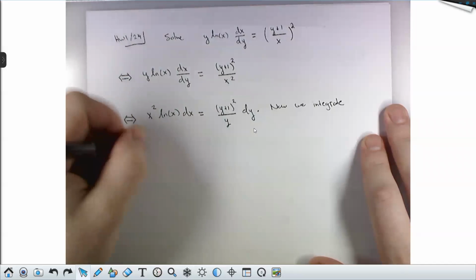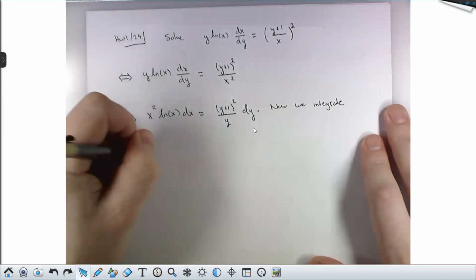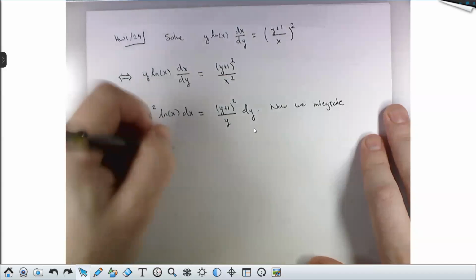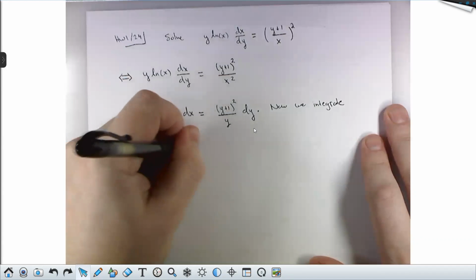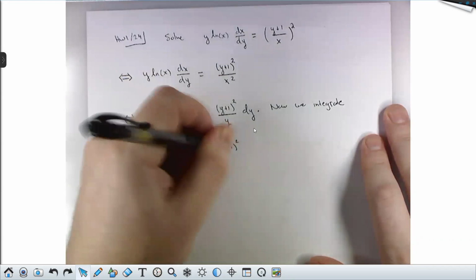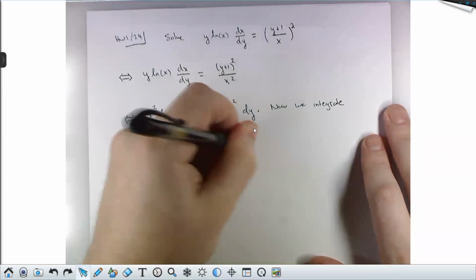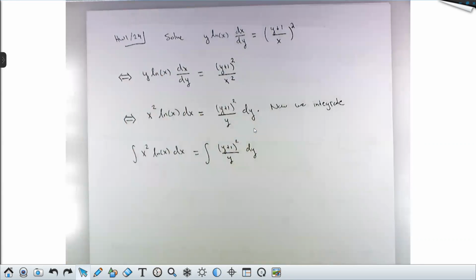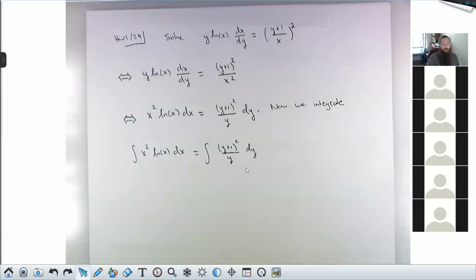So it'll give me the integral of x squared ln x dx equals the integral of (y plus 1) squared over y dy. And both of these integrals require a little bit of love. The integral on the left-hand side requires methods that you learn in Calc 2. The integral on the right-hand side can be done with methods you learn in Calc 1. So let's start on the right-hand side. Who can tell me how to do the y integral here?